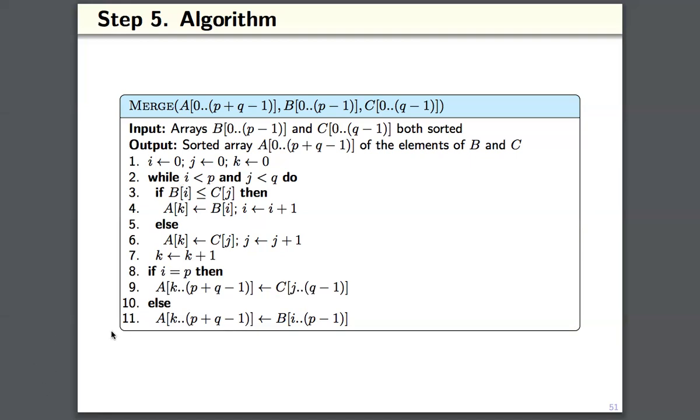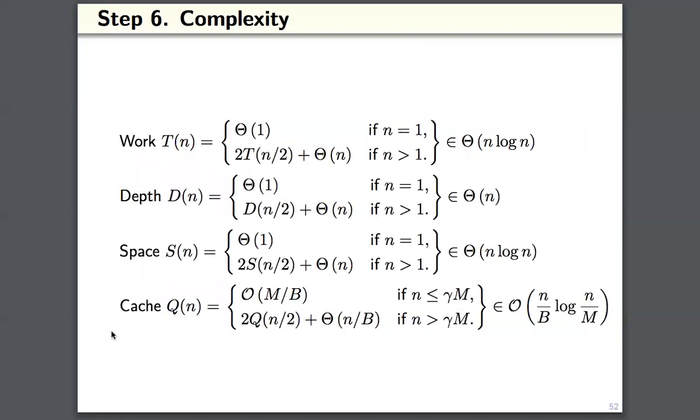Okay, now let's look at the complexity. The work is T of n is equal to 2T of n by 2 plus theta n. Why 2T of n by 2? Because there are two function calls. Why n by 2? Because the subproblem size is reduced by a factor of 2. And why do we have theta n?